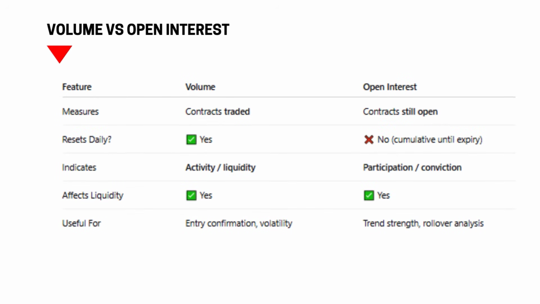So, a quick side-by-side comparison. Measures: volume is contracts traded, open interest is contracts still open. Resets daily: volume yes, open interest no, it's cumulative until expiry. Volume indicates activity and liquidity, open interest indicates participation and conviction. Affects liquidity: volume yes, open interest yes. Useful for: volume, entry confirmation and volatility; open interest, trend strength and rollover analysis.